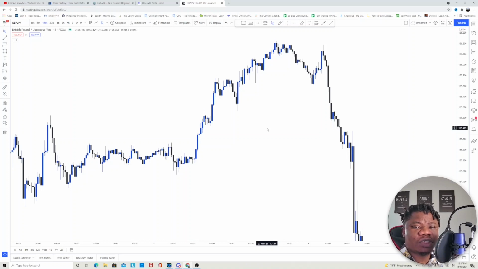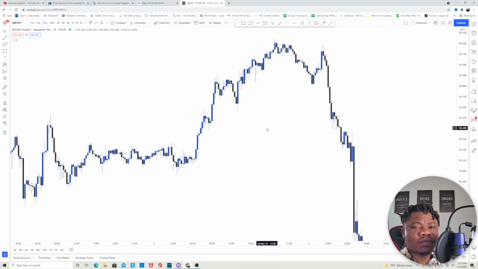But to use this strategy, and if you're trying to get 50 pips a day, I recommend using this strategy on GBP pairs. And those GBP pairs are GBP JPY, GBP USD, and GBP AUD. I found out that using these three GBP pairs is very easy to get 50 pips a day scalping using this strategy.